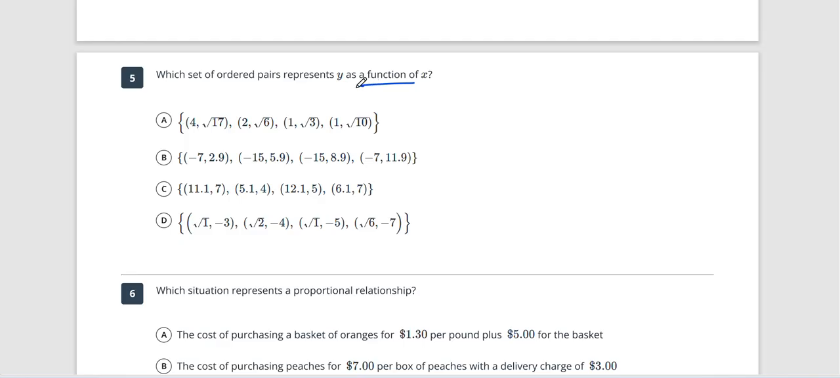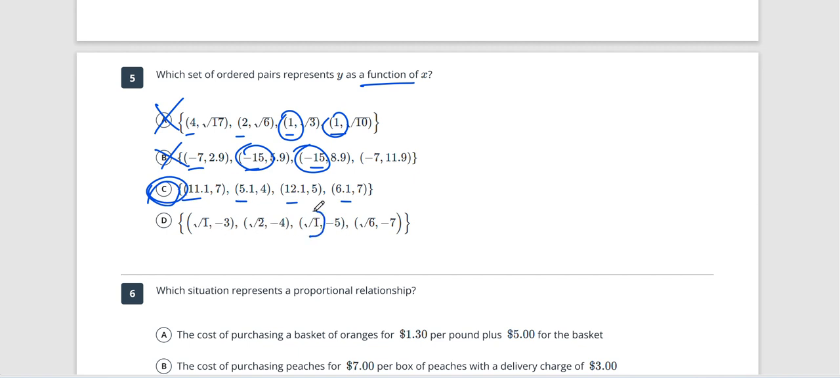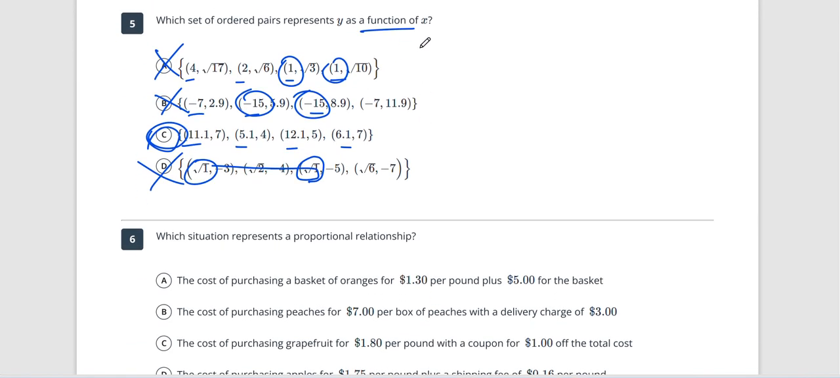Function of x just means which one is the function. That's all it says. All these fancy words, don't worry about them. Just look at the first number. Okay, the first number, and this one is 4, 2, 1, 1. Since these repeat, then it's not a function. These repeat, not a function. Wait, these are all unique. Yeah, that means that is a function. Where does this one repeat? This one repeats right here, not a function. Okay, function, x's do not repeat.